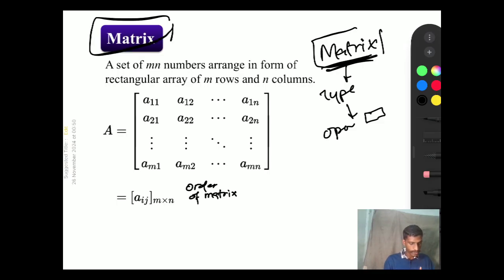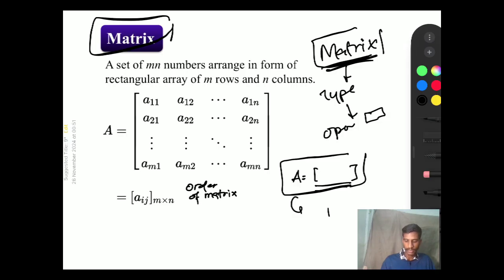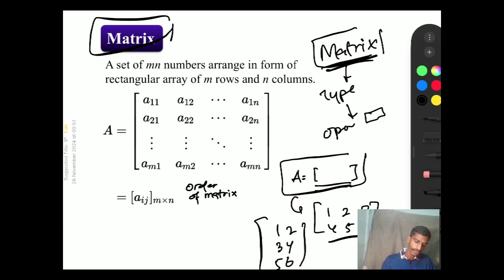A matrix is a collection of objects, or we can also say a collection of numbers. Whatever we put in a rectangular array, we can say that it is a matrix. It can be in any fashion, either 1 2 3 4 5 6, or arranged in a different shape. It can be in any fashion.